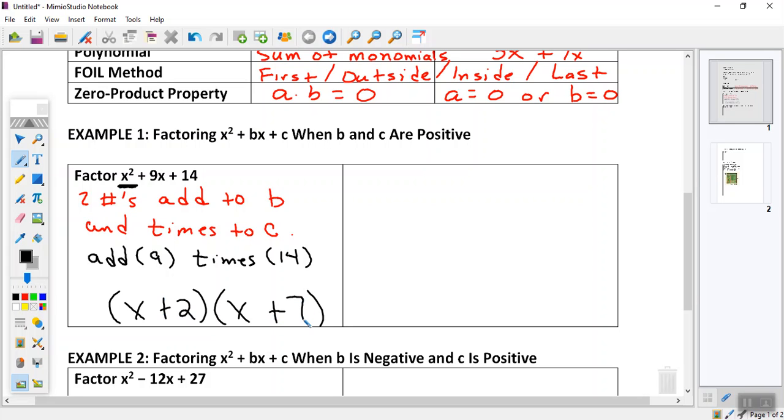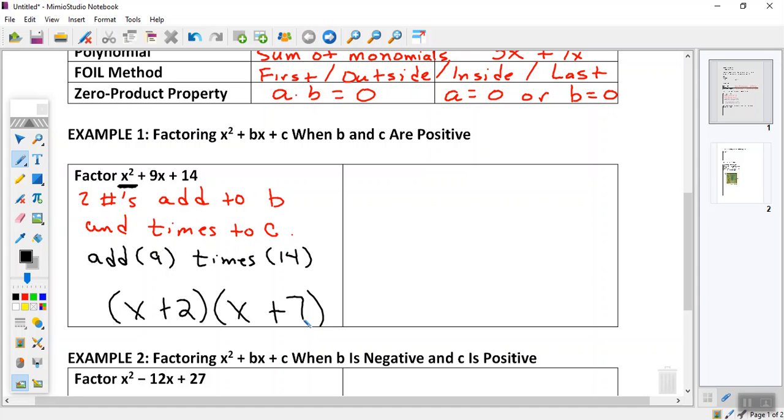Okay, look at your inside and outside. Your inside, 2 times x is what? And then your outside is 7x. Wouldn't that combine to this 9x part up here? Okay, what's 2 times 7 make for the last? 14.